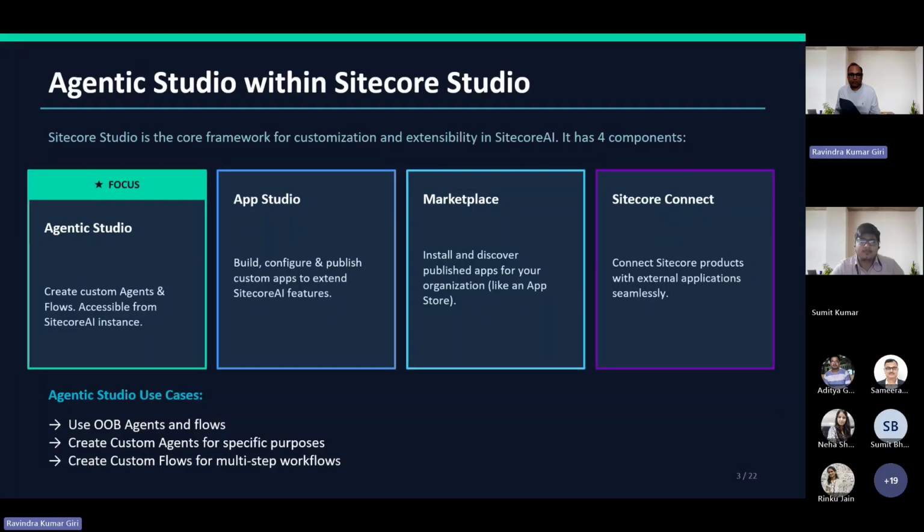First, Sitecore comes with Sitecore Studio. If you have heard about it, Sitecore Studio basically comes with four components: Agentic Studio, App Studio, Marketplace, and Sitecore Connect. We will be talking here about the Agentic Studio. This is our focus area. As I mentioned, we will see how to use the built-in, out-of-the-box agents and flows, then create custom agents, and how to create custom flows for multi-step workflows.